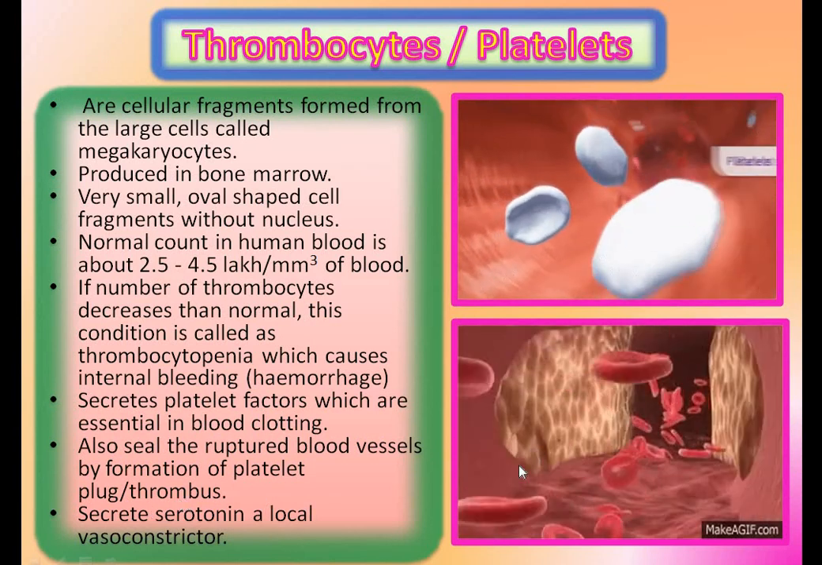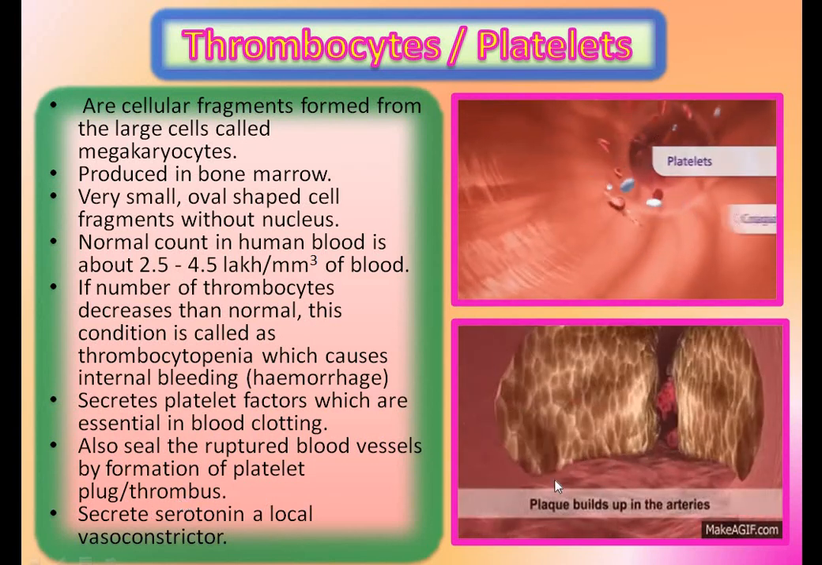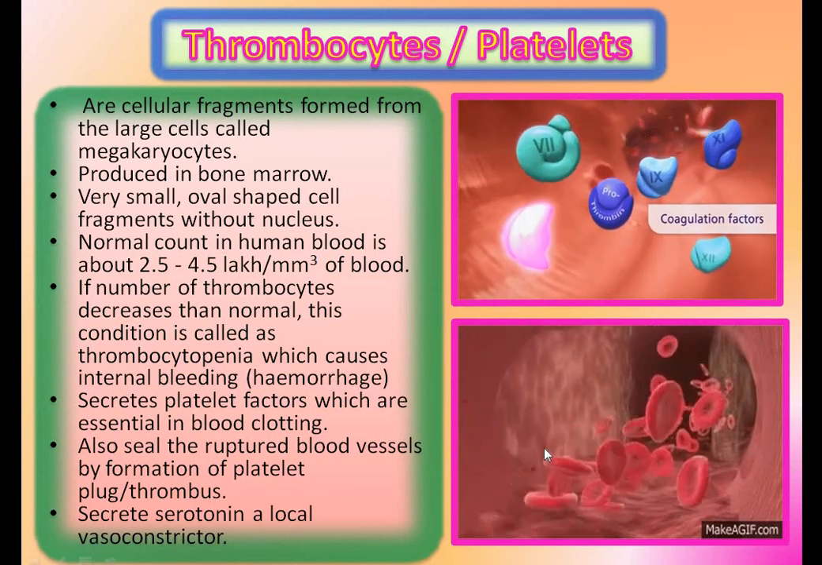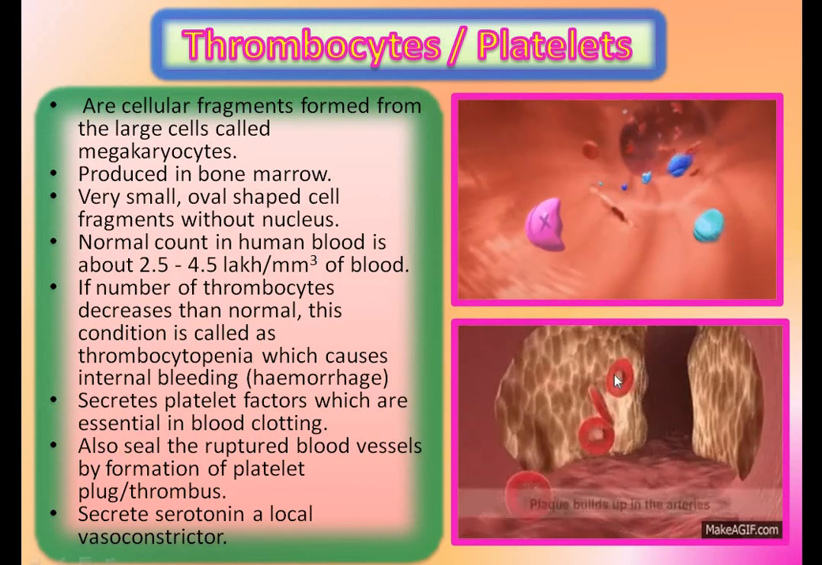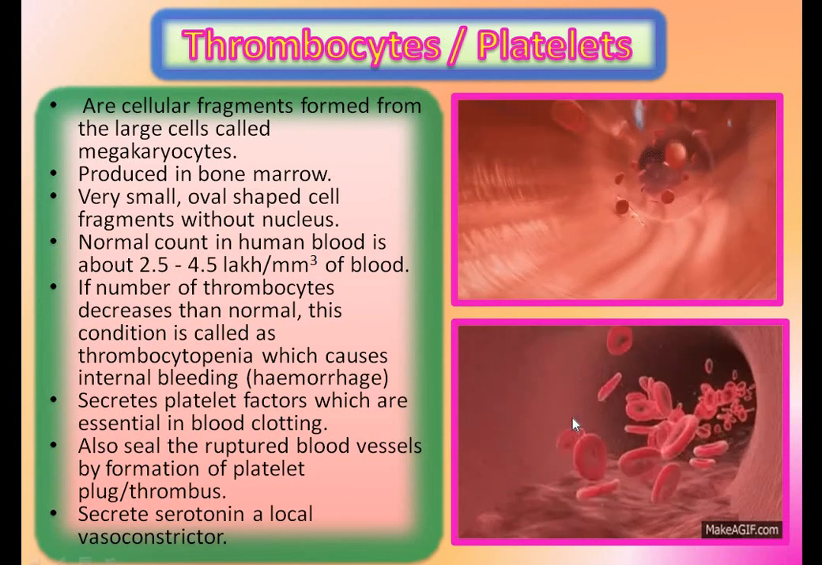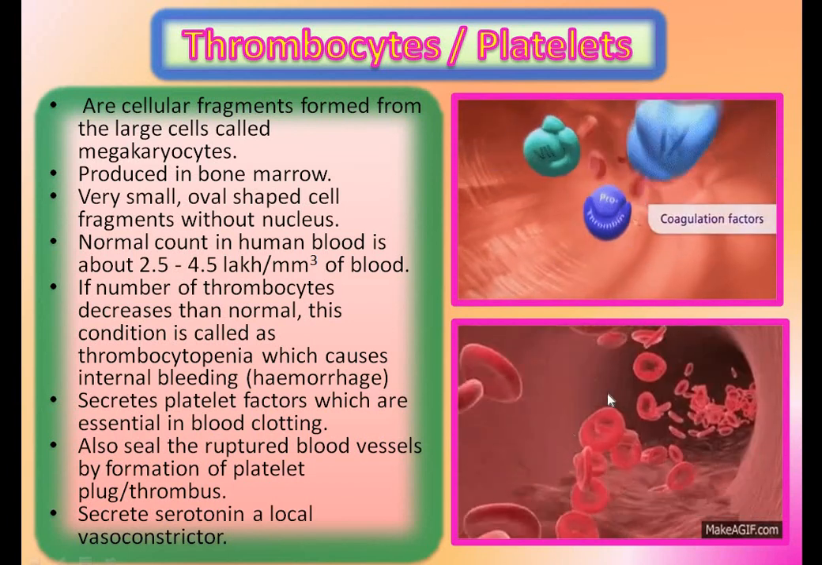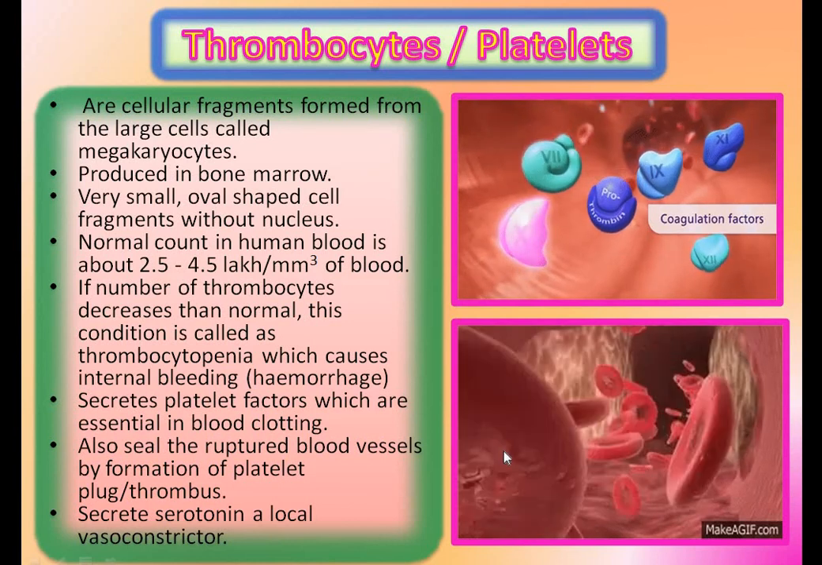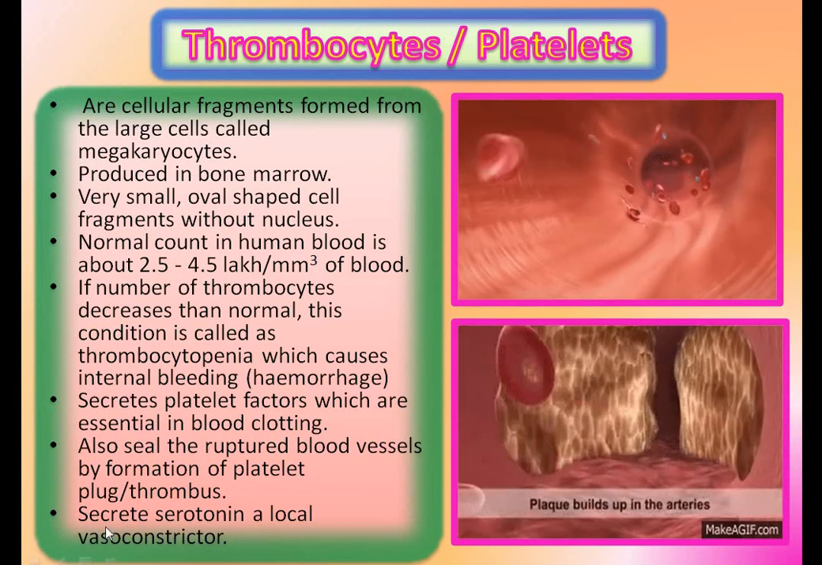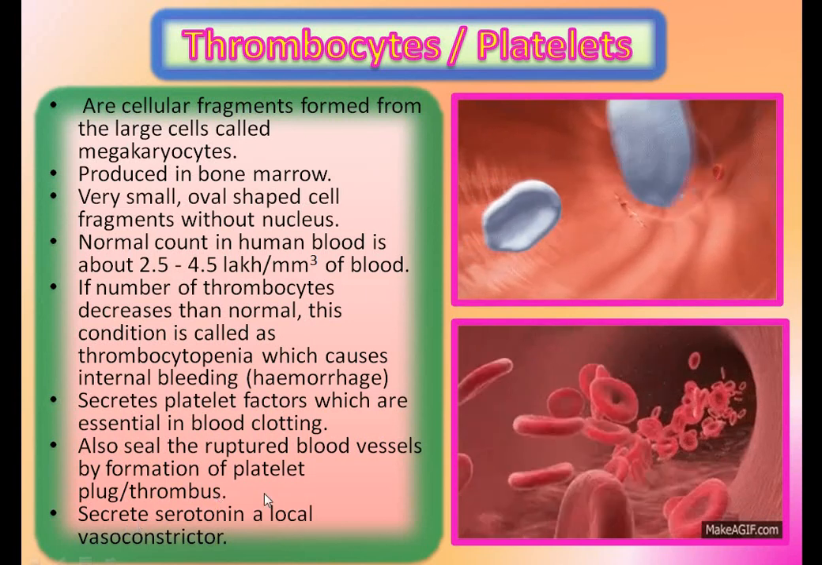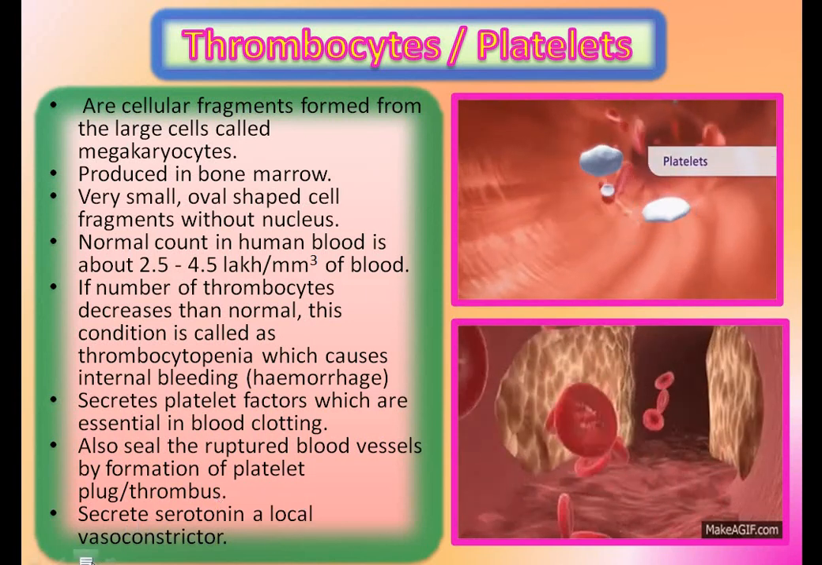See here in this figure, the ruptured blood vessels are sealed by the platelets. Here see the plug, formed by the formation of a platelet plug or thrombus. The ruptured area can be repaired or sealed. It secretes serotonin, a local vasoconstriction agent.